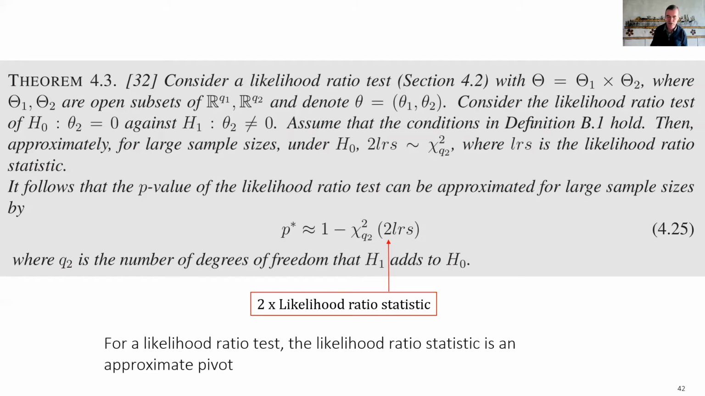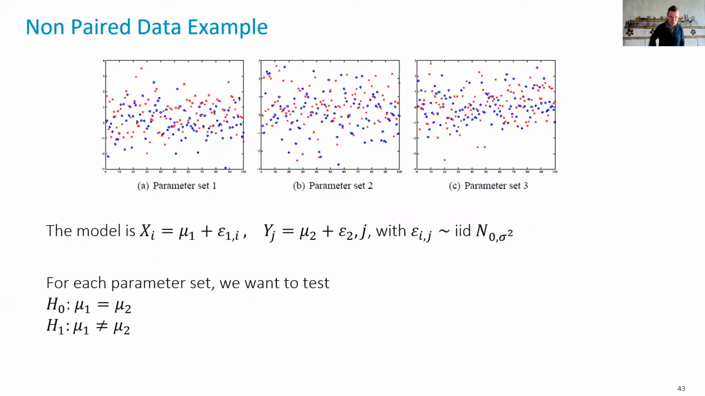Which we can rephrase by saying that the likelihood ratio statistic is an approximate pivot. So we are guaranteed that at least approximately, whatever the model we're using, if we use a likelihood ratio statistic, the distribution of it under H0 is independent of the parameter here, which is required to make a test that's usable in practice.